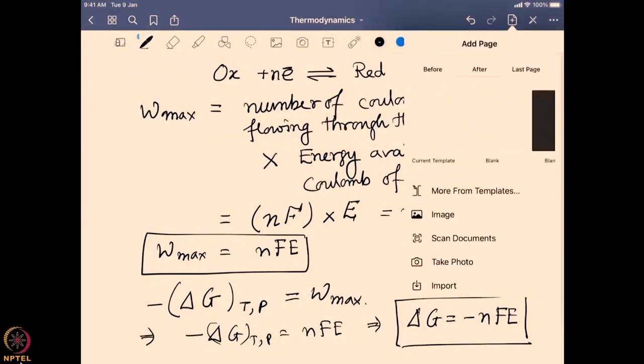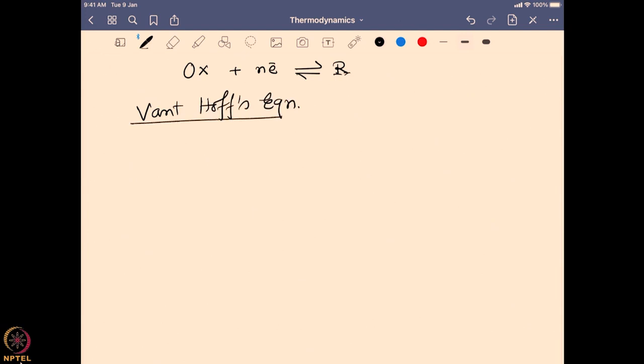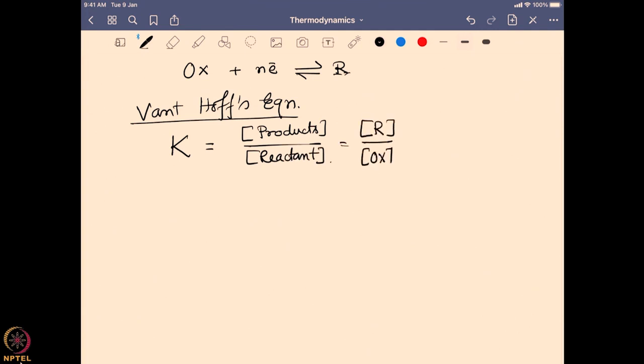Now, we can go a little bit further to expand it a little bit more. So now say we are still looking at the same reaction, oxidant plus n electrons giving me the reduction product. Now using the Van 't Hoff equation, that is out of the ambit of this particular segment, but I encourage you to go and look into the Van 't Hoff equation and how it is connected. That actually says an equilibrium constant of a system can be given by the concentration of the products and the concentration of the reactant. In this case, it is the reduced product and oxidant concentration.